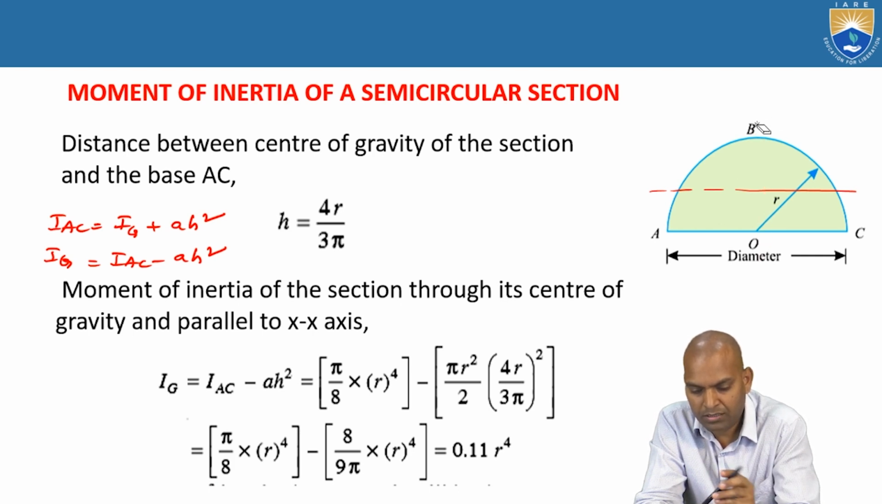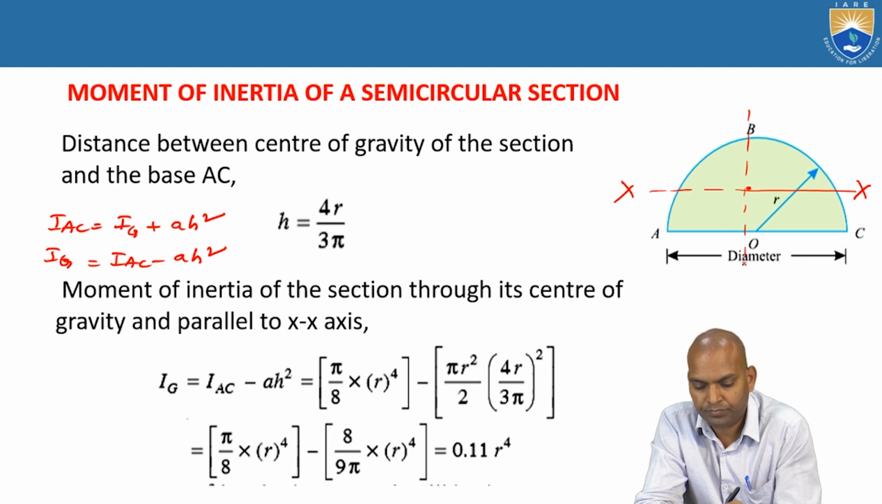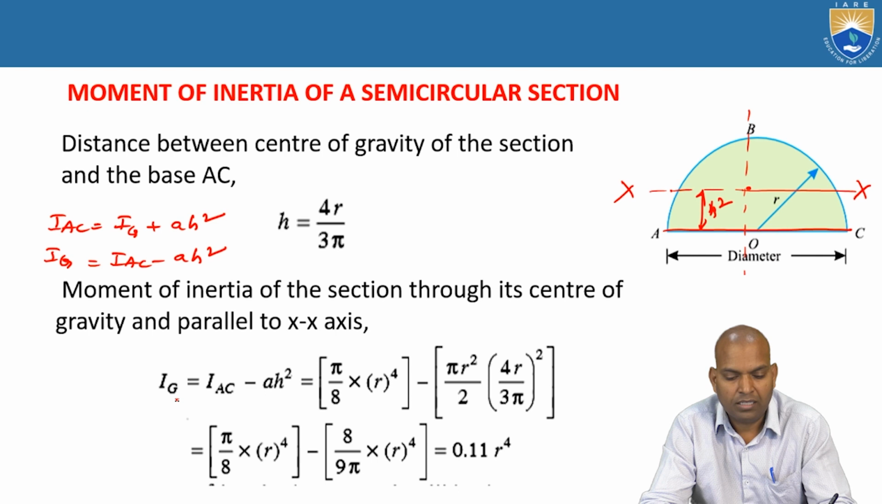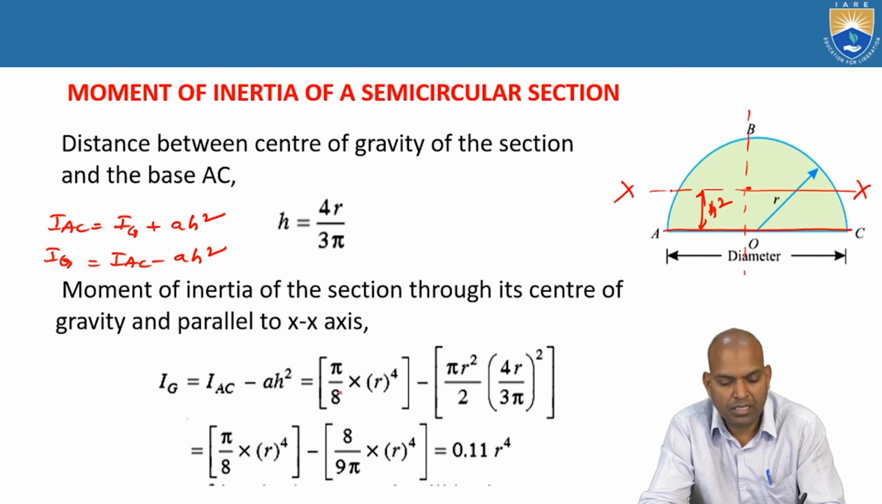Okay, this is the centroid, this is XX, that is the centroidal axis passing through. We know this I_AC; we want I_G plus area times h squared. Now, what is I_AC? Pi r power 4 by 8, that is 0.393 r power 4.